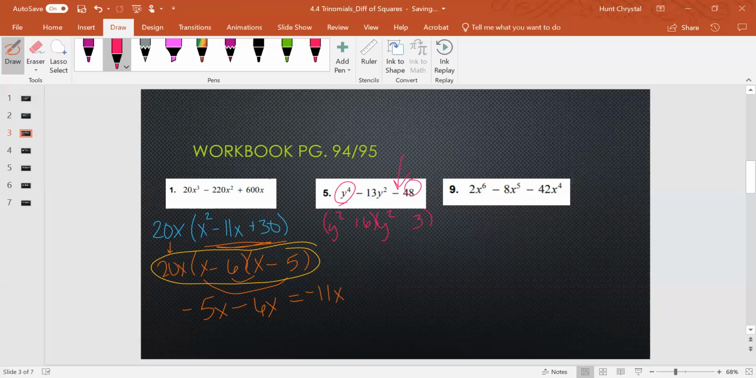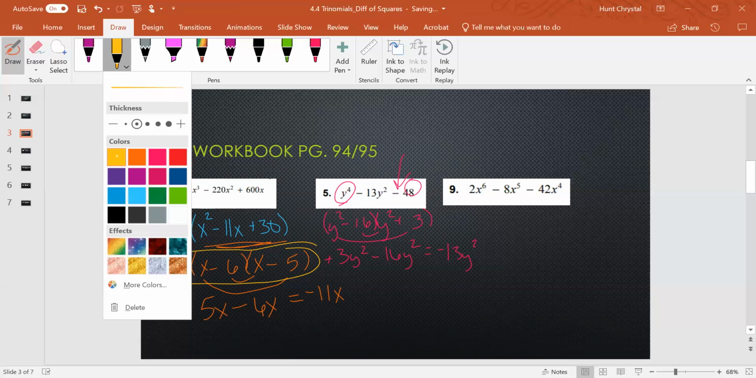And then I want that to be a negative. So let's see, it would be 3y squared and 16y squared. And in order to get a negative 13y squared, the 16 would have to be negative and the 3 would have to be positive. So I'm going to go back into my answer and make the 16 negative and the 3 positive. Okay, so we would think that we would be done, right?